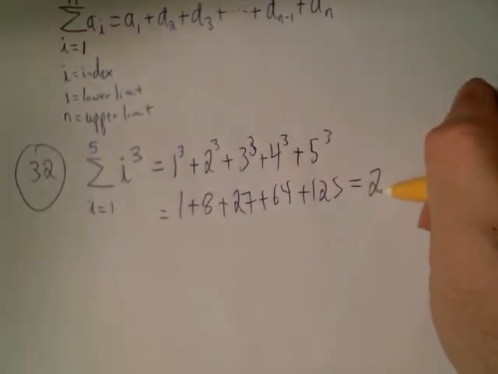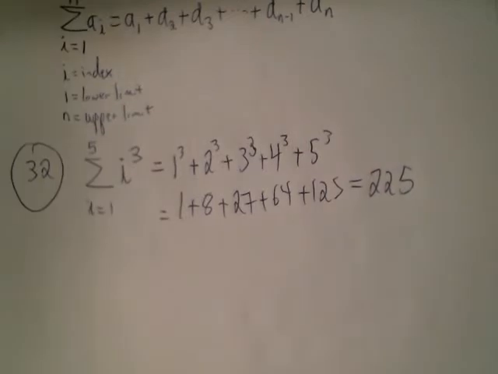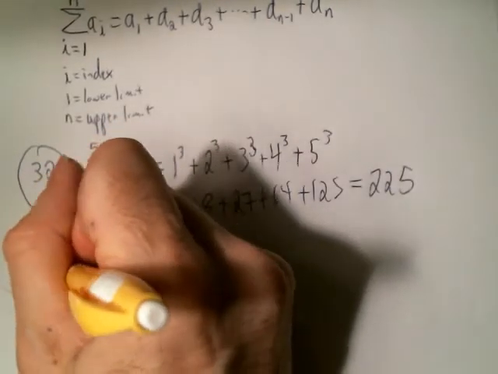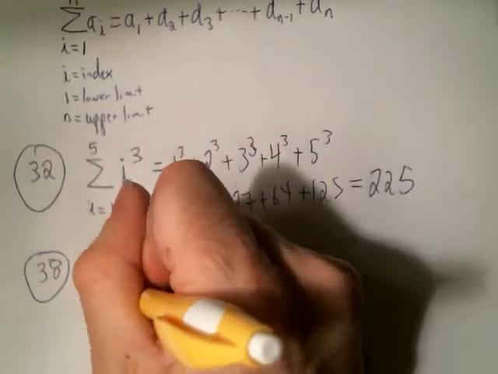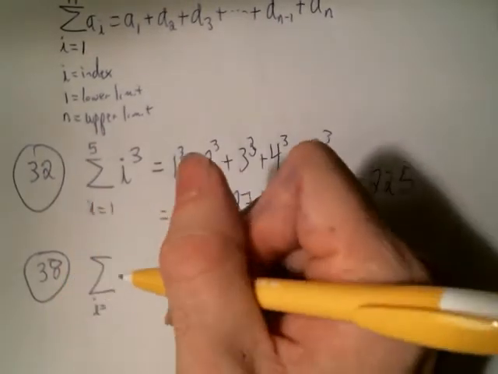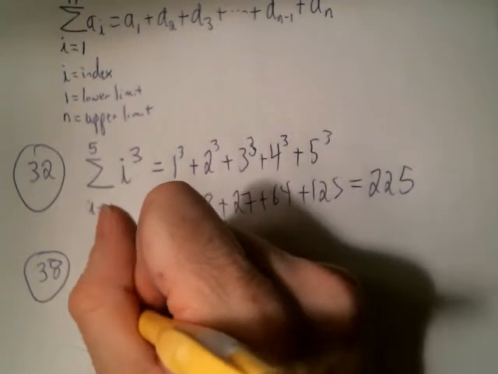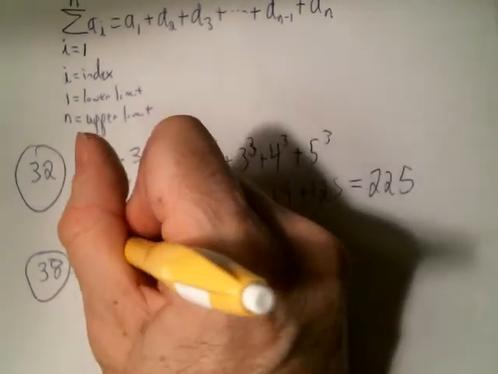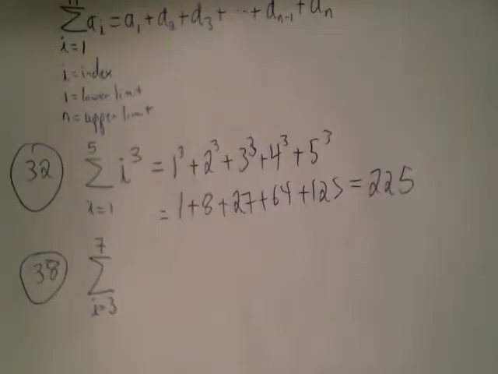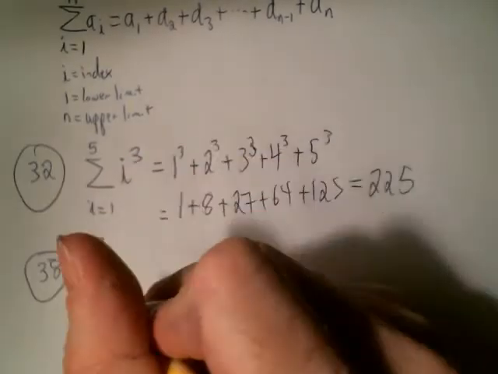And I got 225. Okay. Let's look at another, 38. The lower limit doesn't have to start at 1. Okay, it can start at 0. It can start at 3, making this problem.